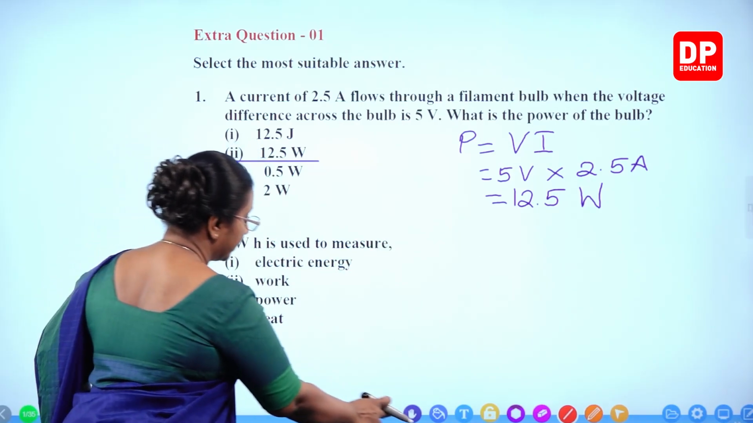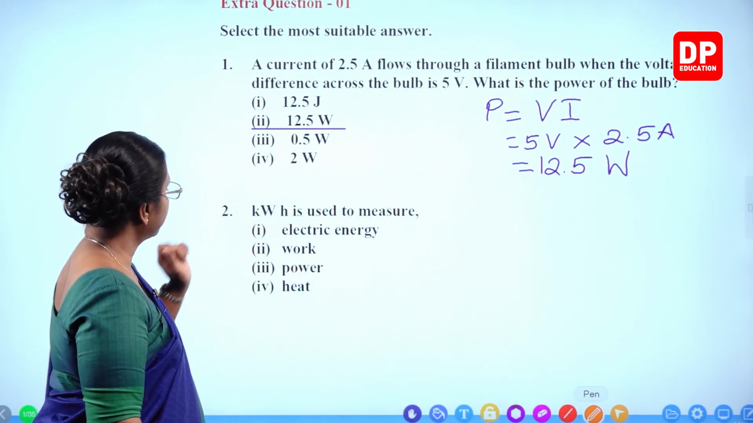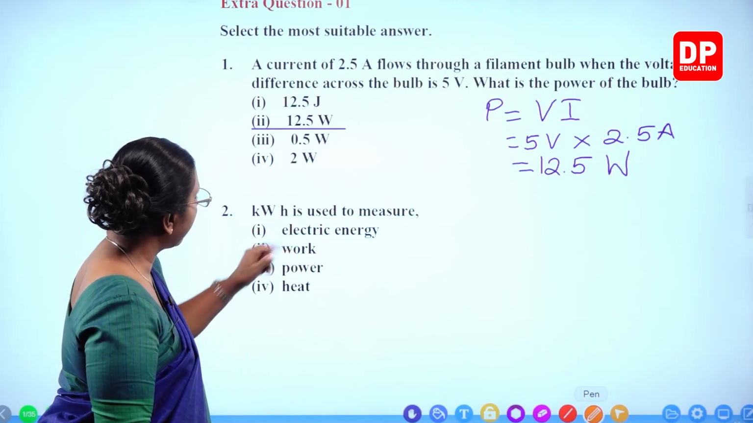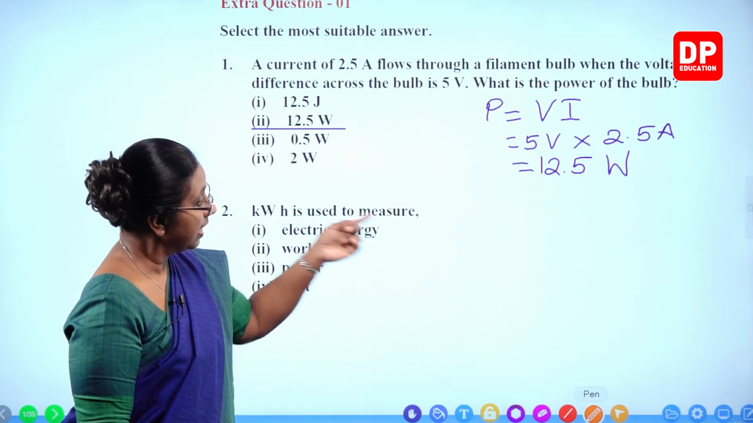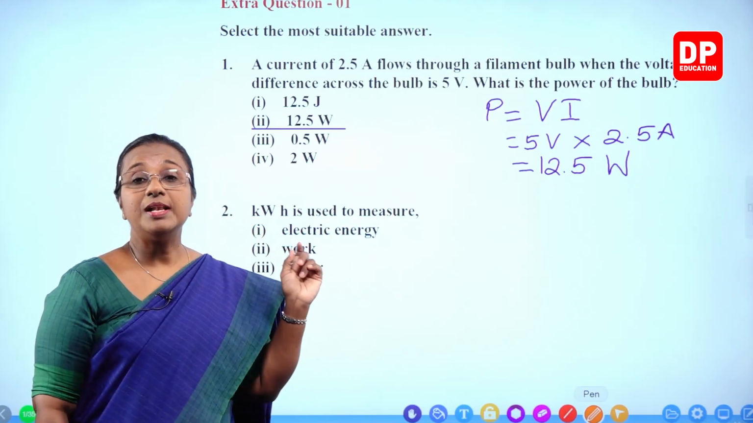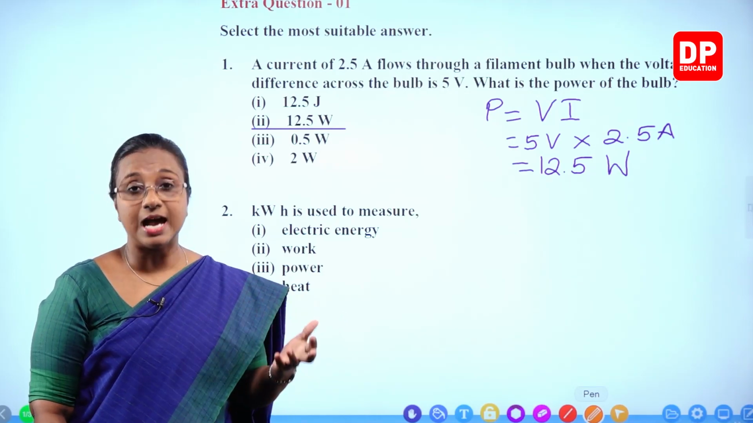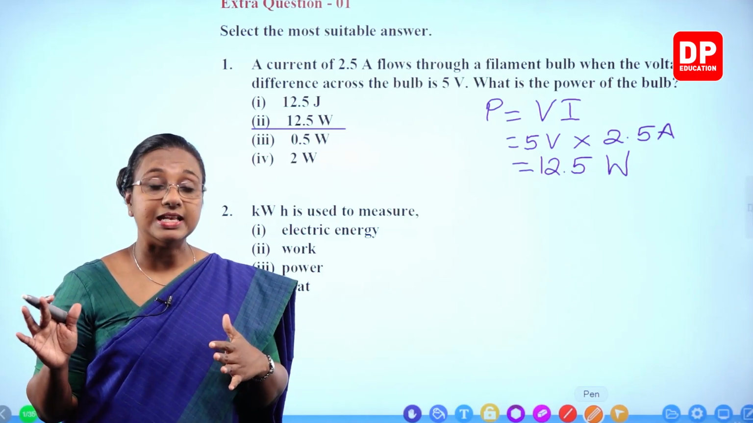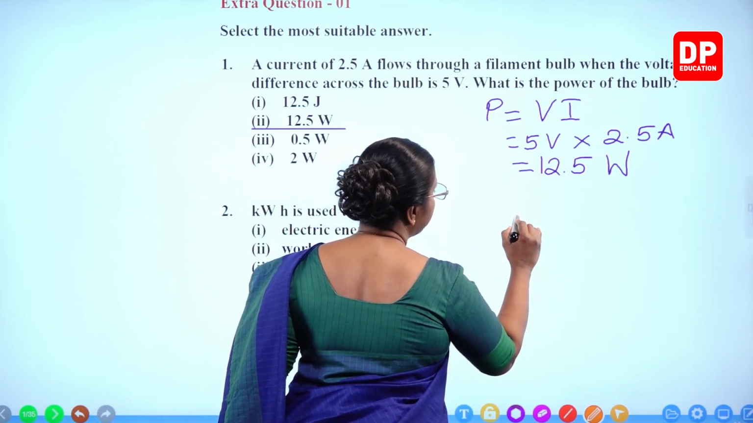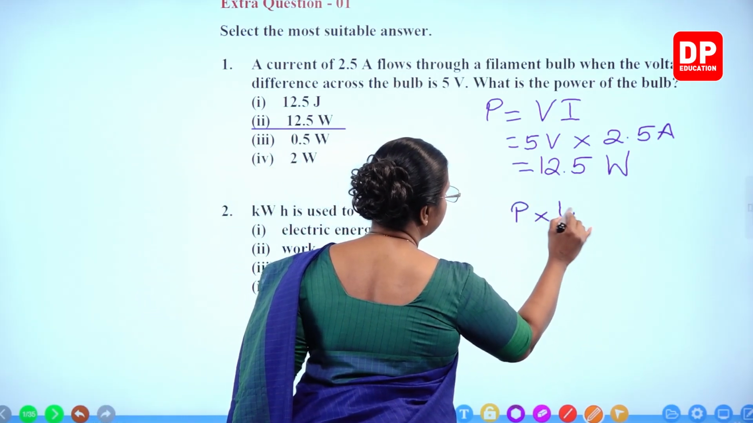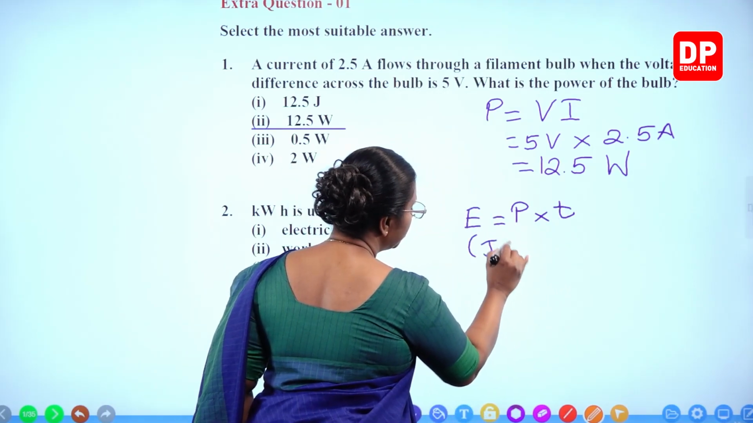Then, the next question. Question number 2. Kilowatt hour is used to measure what? What is watts? Power. Normally to convert power to energy, you need to multiply by time. There you will get the energy in joules. You can remember that: if we multiply power into time, you will get energy, and that will be in joules.